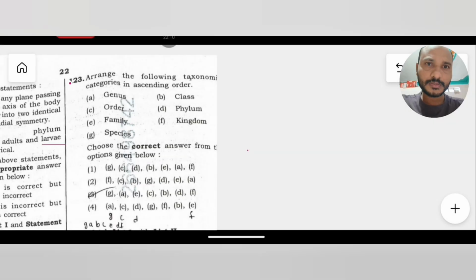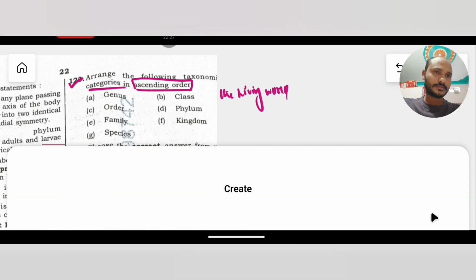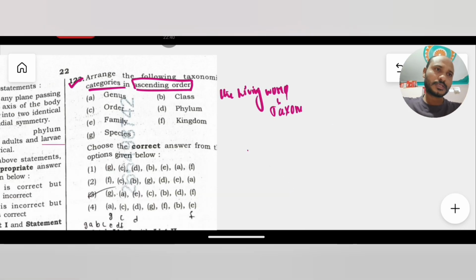Next, question 123: arrange the following taxonomy categories in ascending order. These questions are framed from the first chapter, the living world, from the taxonomical hierarchy order. First of all we need to arrange all these taxonomical ranks in ascending order. Ascending order means starting from lowest to highest.